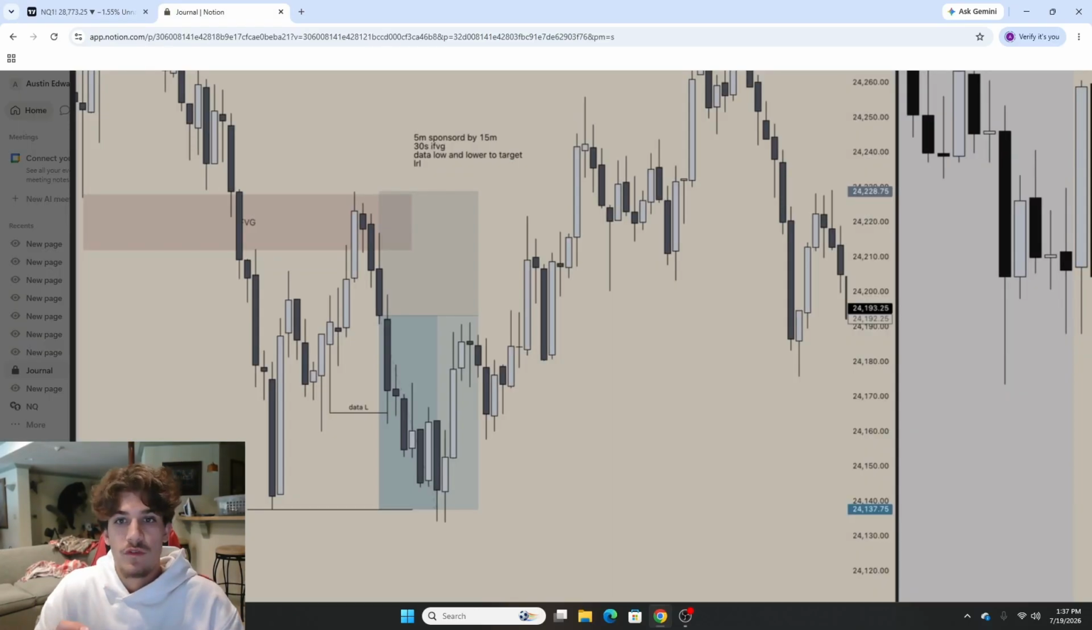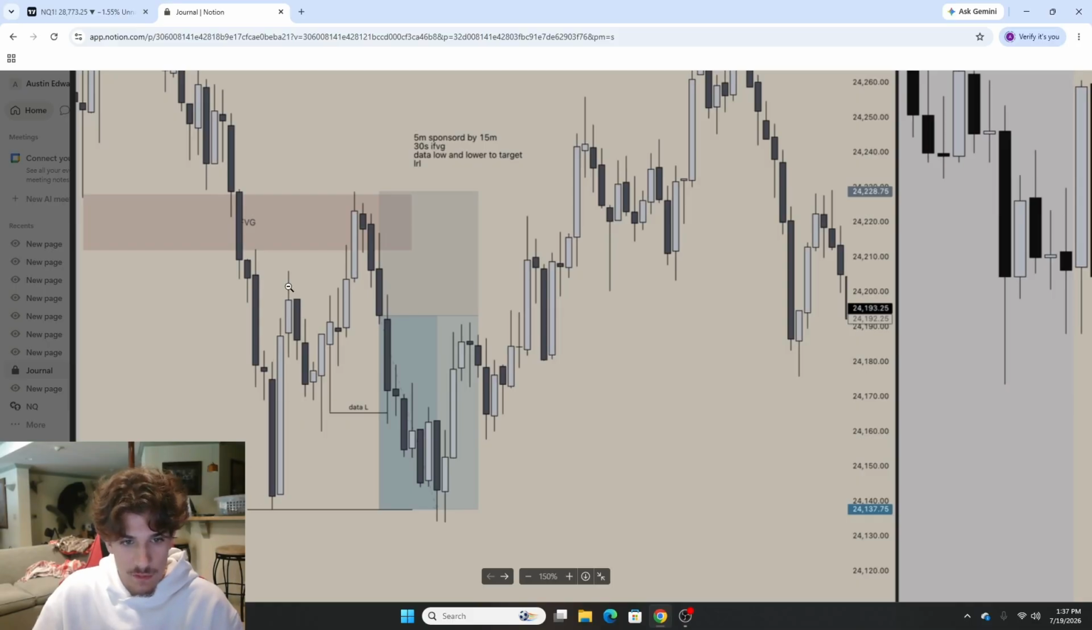So now let's go over this one. This is a very good trade that I've taken. You can see that we have this move lower. We create this bearish 5-minute gap. In my description, the 5-minute gap is sponsored by the 15, 30-second IFVG, targeting data lows and lower to target low resistance liquidity, right? So we open up this gap while we're trading lower.